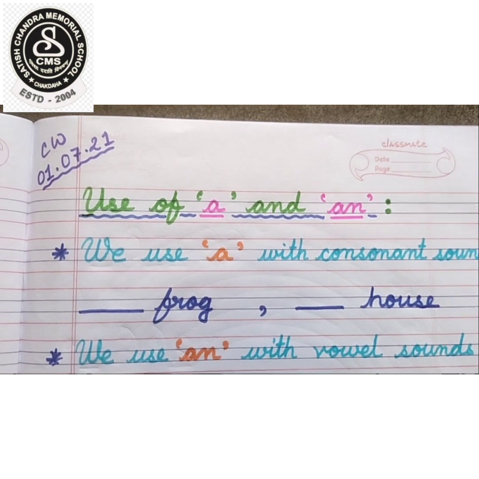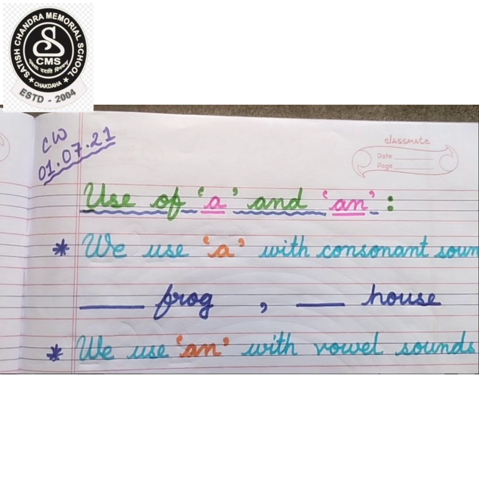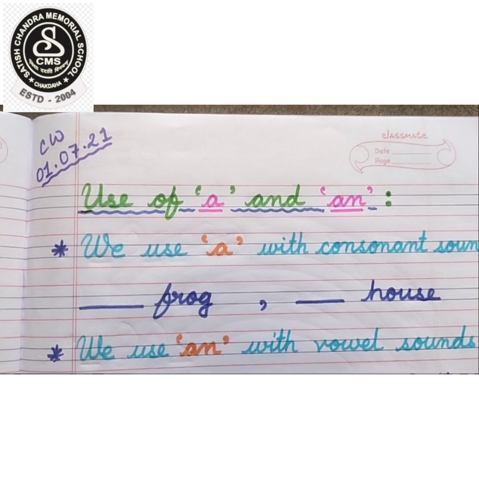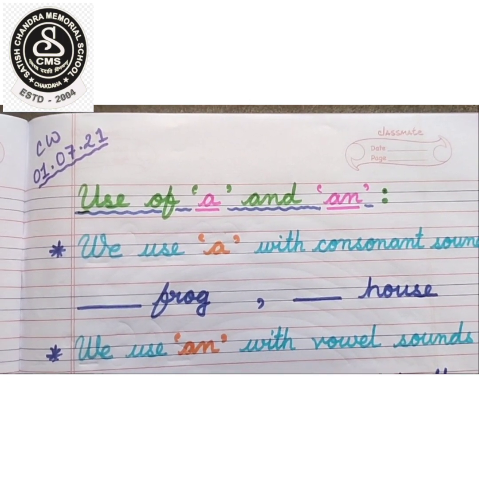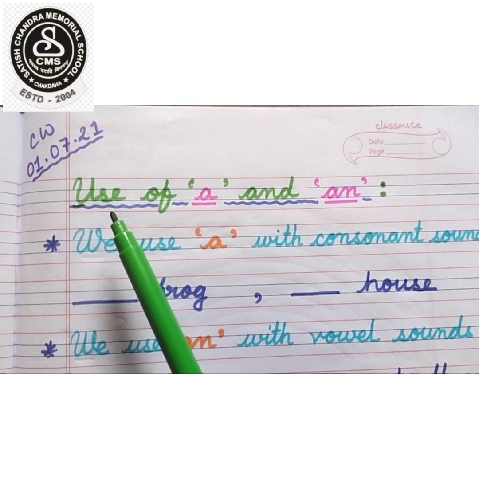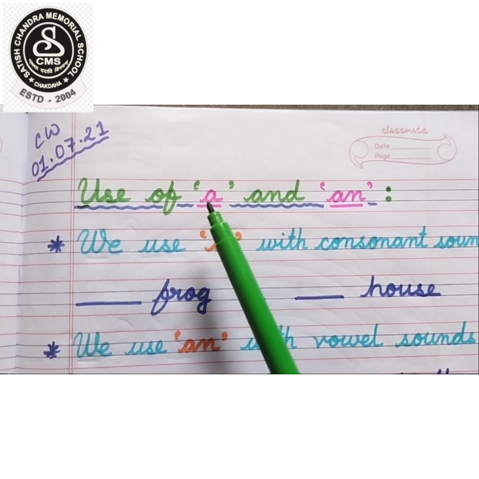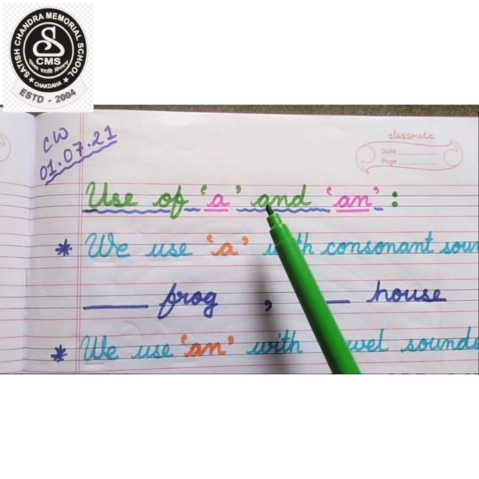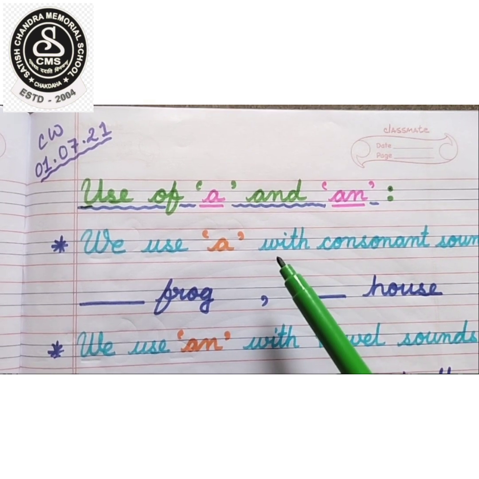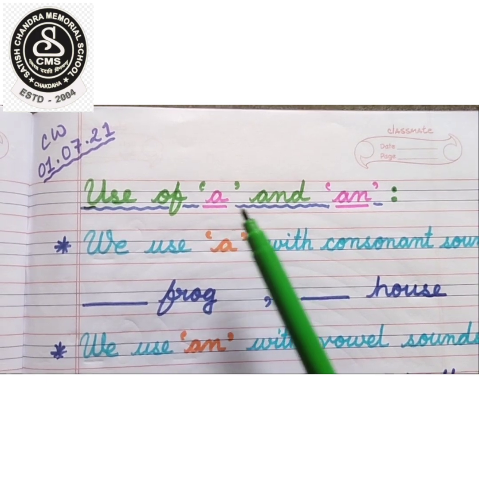Dear children, at the top corner of your copy, write today's date. Then on the heading, write use of a and an. Children, let us read the heading together. Use of a and an.